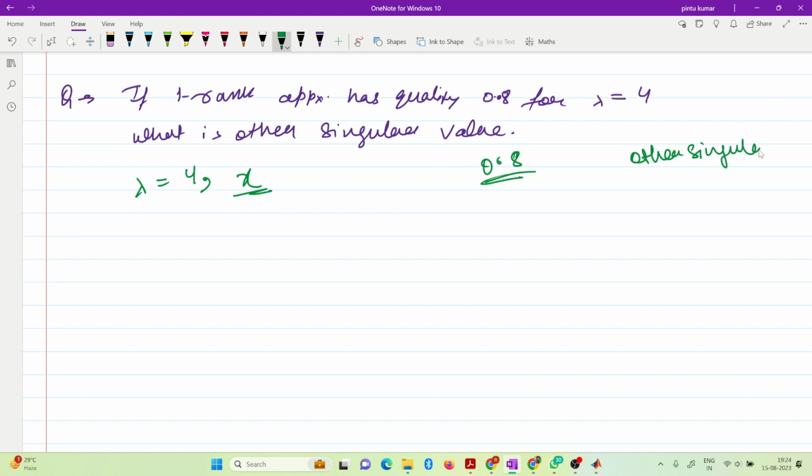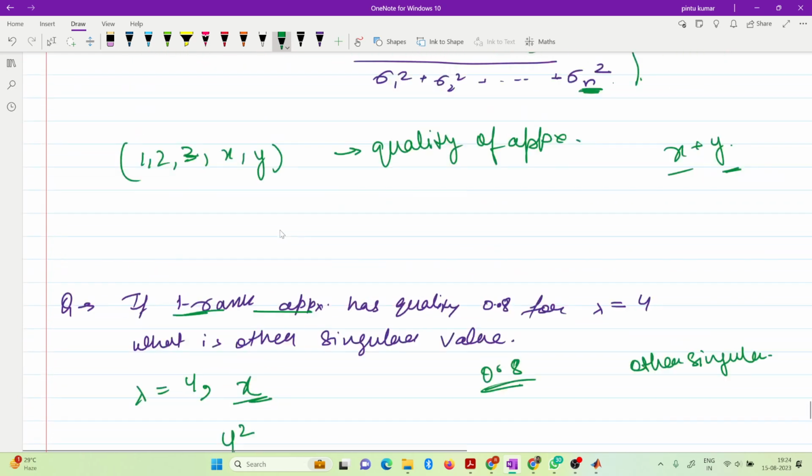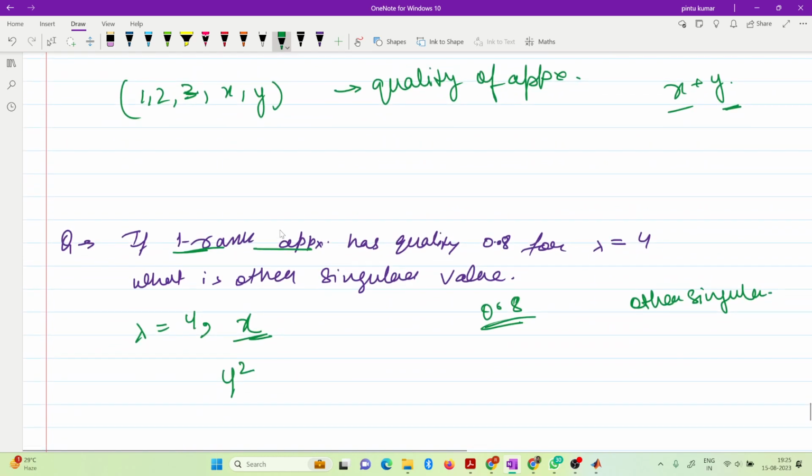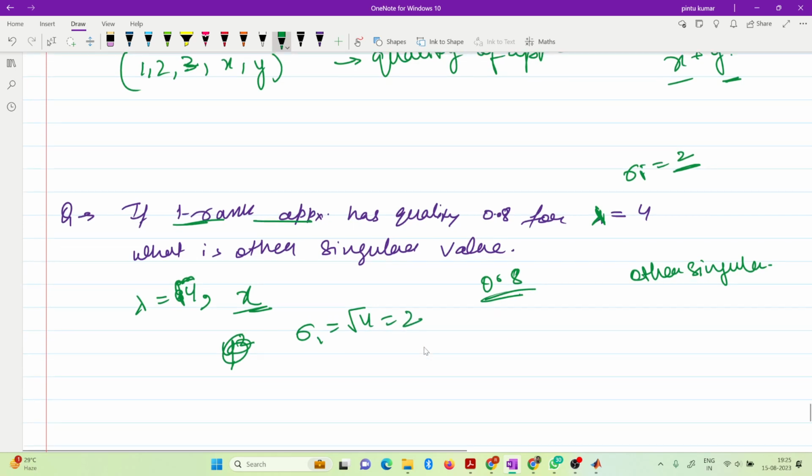Okay, so let's say we did a rank 1 approximation. What is the quality of my approximation? Here lambda is 4, not the singular value. So what is my singular value? Sigma 1 would be the square root of 4, which is 2.